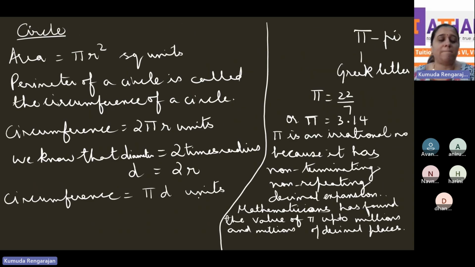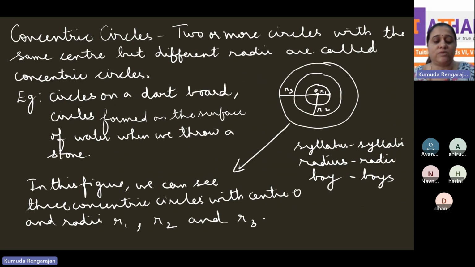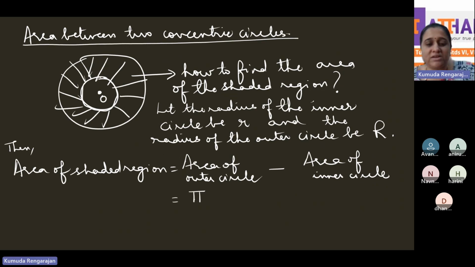And we know the formula to find the area of a circle. What's the formula? Pi r square units. What is the radius of the outer circle? Capital R, so you should write R square. So pi R square minus the area of the inner circle, pi small r square. The formula for the area of a circle is pi into radius square. So pi capital R square minus pi small r square, square units.